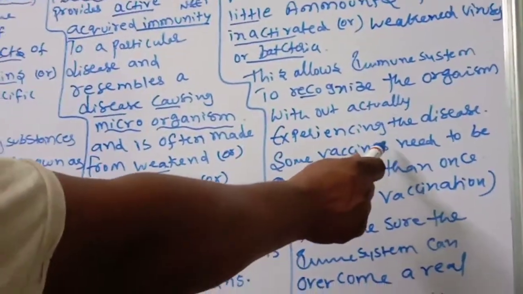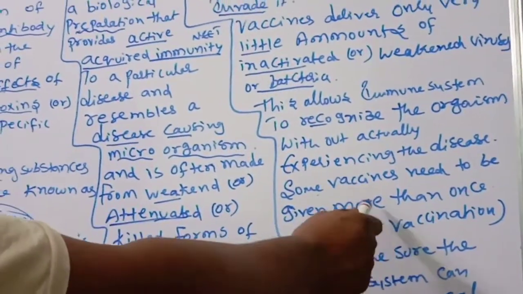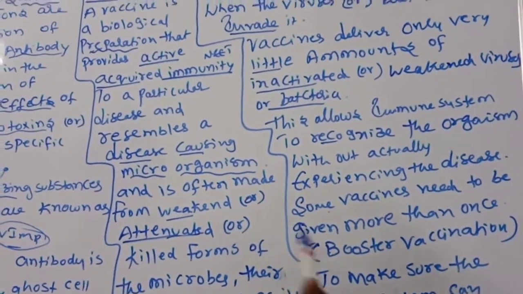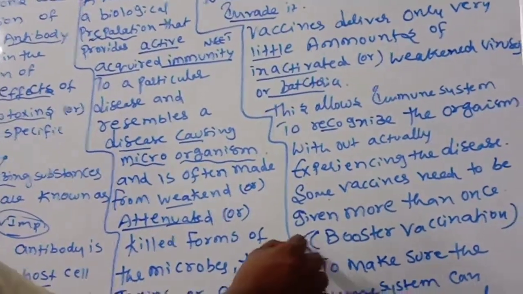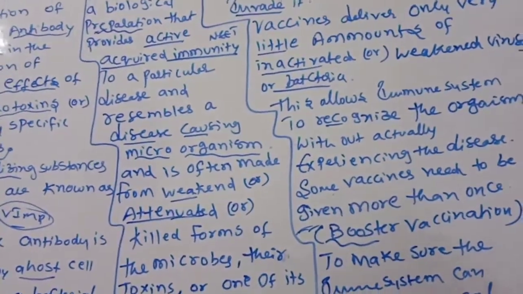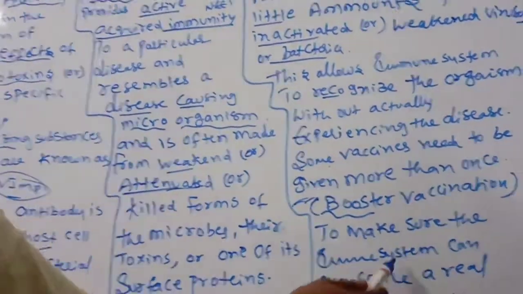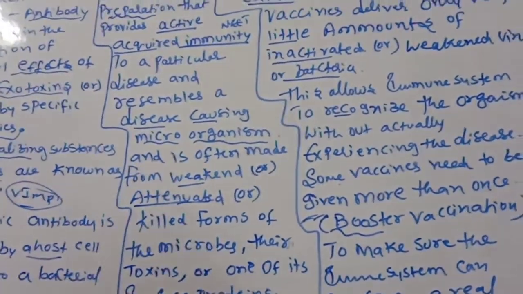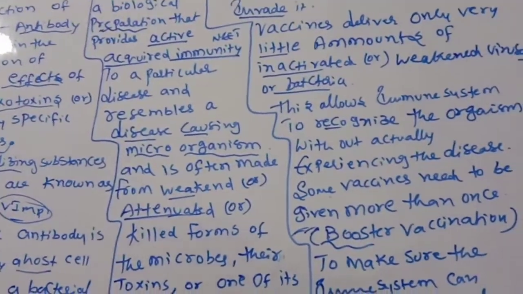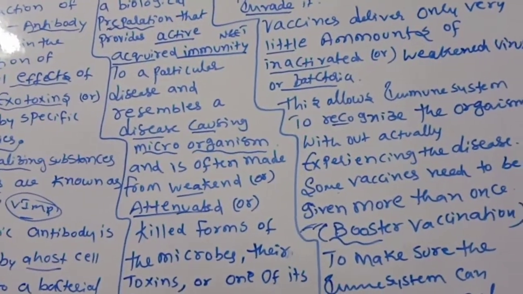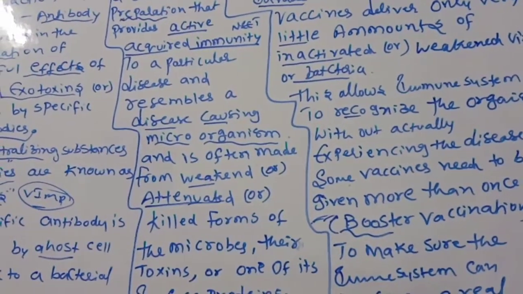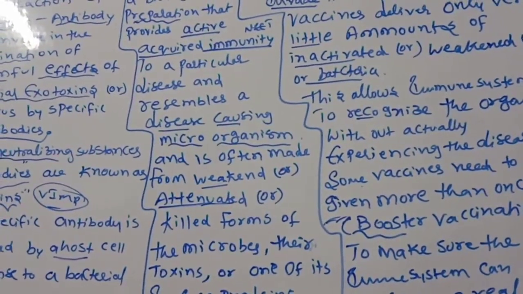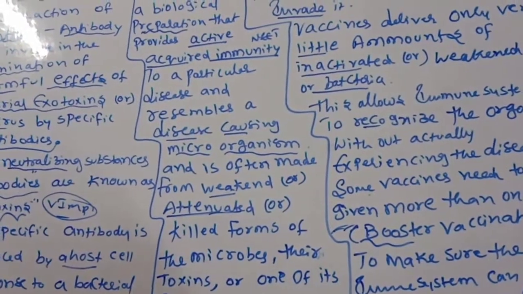Some vaccines need to be given more than once. One vaccine given one time is enough for some, but some vaccines you have to give more than one time. Such vaccines are called booster vaccination, to make sure the immune system can overcome a real infection in future. If the real active organism enters the body, the already produced antibodies against that virus or bacteria will kill it and the person will not get the infection. That is the main concept about vaccines.